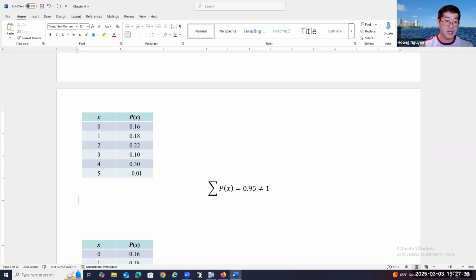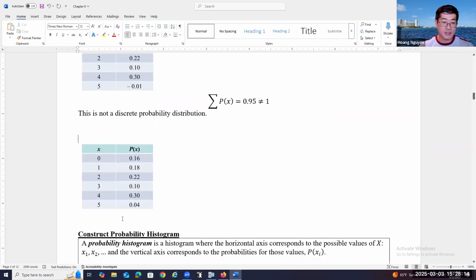So this is not a discrete probability distribution. To be more precise, this is not a discrete probability distribution because the summation of the p(x) right here is not equal to 1. And in addition to that, we have the last possible value of p(x) right here. When x equals 5, the probability is negative 0.01. That's not good.